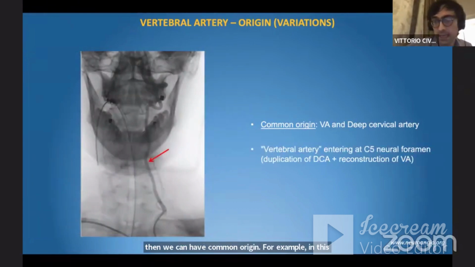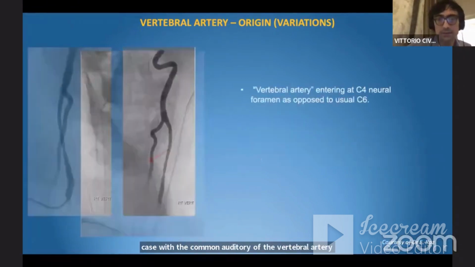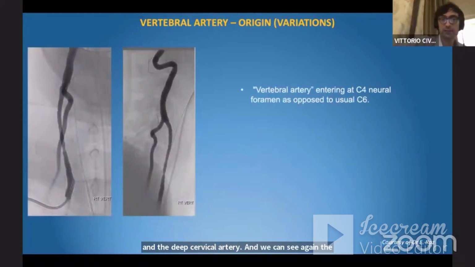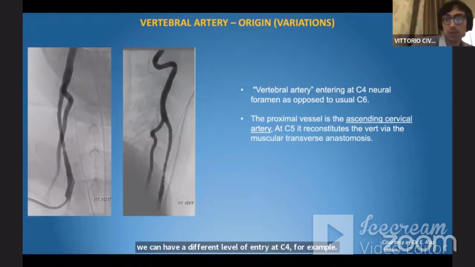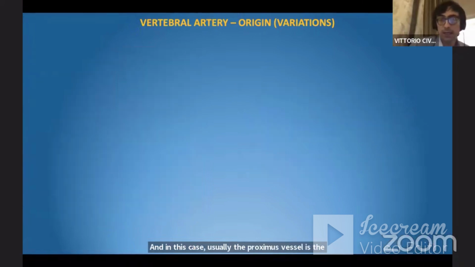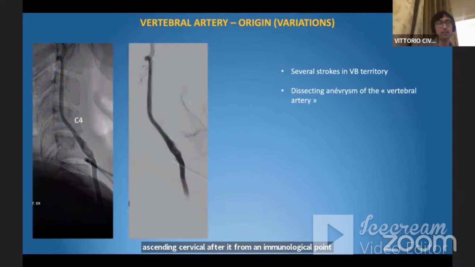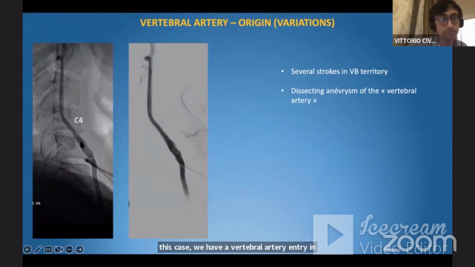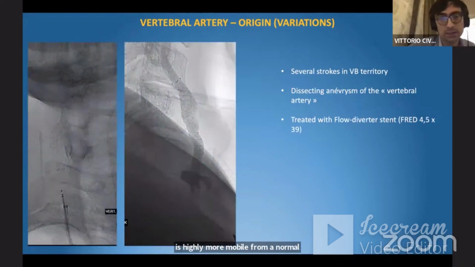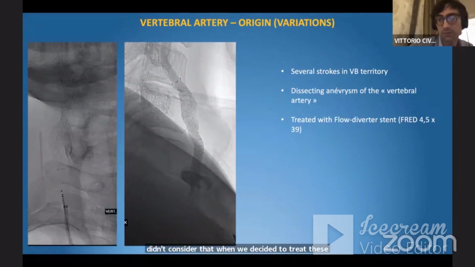And we can see, again, the level of entry at C5. Or we can have a different level of entry at C4, for example. And in this case, usually the proximal vessel is the ascending cervical artery from an embryological point of view. And it can have clinical implication, as in this case, we have a vertebral artery entering at C4, and it is much more mobile than a normal vertebral artery. We didn't consider that when we decided to treat these dissecting arteries with a flow diverter stent.